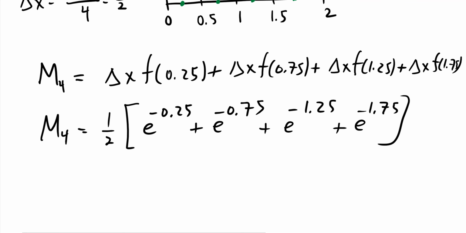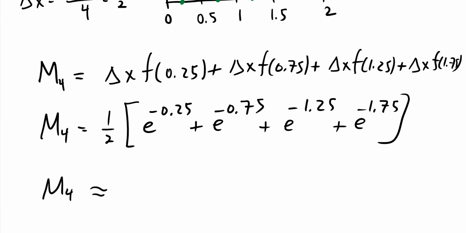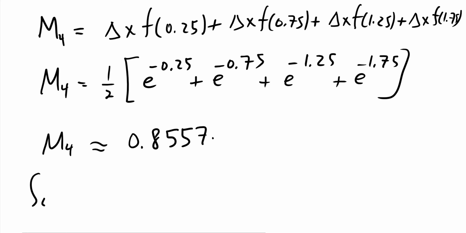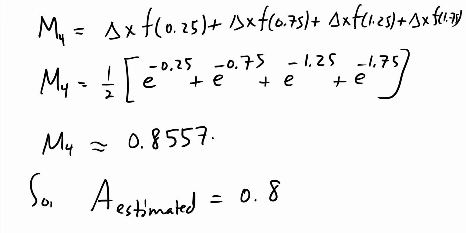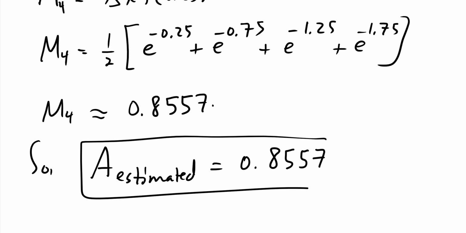And I put that in the calculator. Let's see what that gives us. If you put this in the calculator, it will give us 0.8557. So we can say A estimated equals 0.8557 using the midpoint.